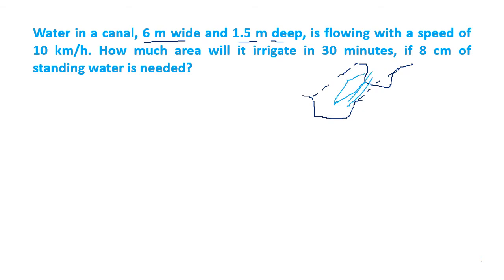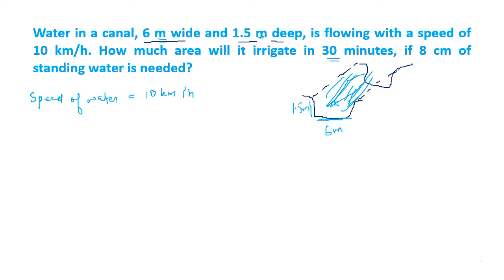Yes, water is flowing through this canal, which is 6 meter wide and 1.5 meter deep. Water is flowing at the speed of 10 km an hour. First we'll convert the speed of water, 10 km an hour. Why? We are given this in meters and we have to find the irrigation in minutes.